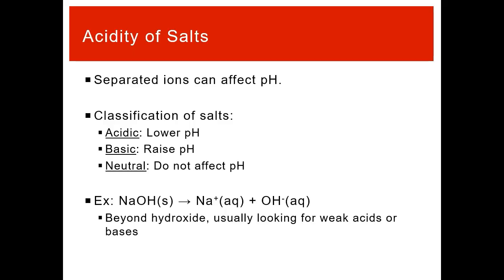Each ion can affect the pH of a solution, right? The cation can affect the pH and the anion can affect the pH. Collectively, both of them may or may not have an effect on the pH, and you can classify any salt as acidic, basic, or neutral. Those basically imply if you add the salt to water, does it decrease the pH? Then it's acidic. Does it increase the pH? Then it's basic. Or does it not affect the pH, which would be a neutral salt?